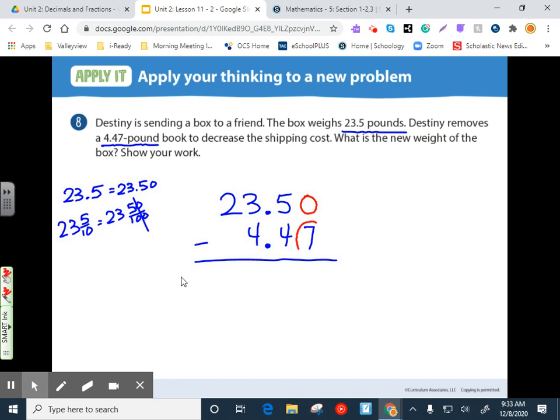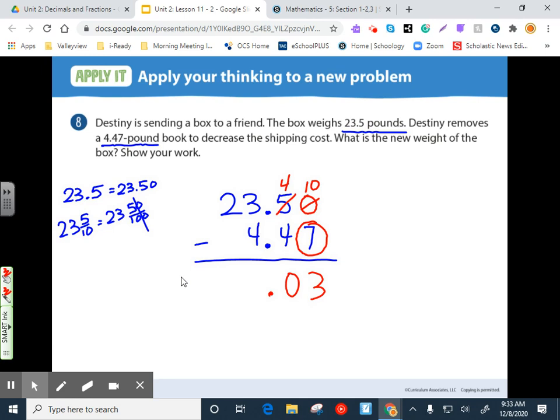Already we have a bigger number on the bottom. So we're gonna have to borrow from the next place value over. And that creates a 10. 10 minus 7 is 3. 4 minus 4 is 0. Bring down your decimal point. All right, so we already borrowed. We didn't need to borrow again, so we cleared that up.